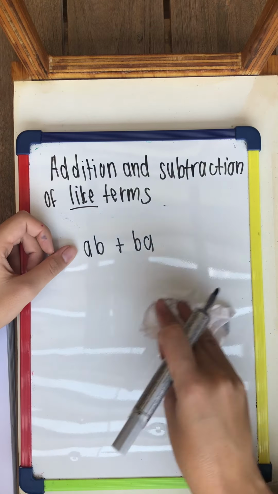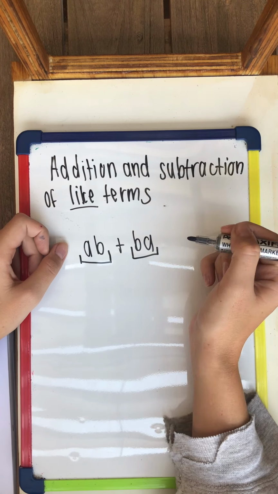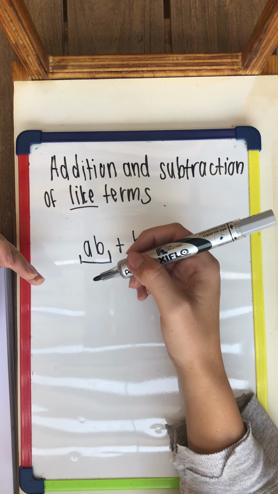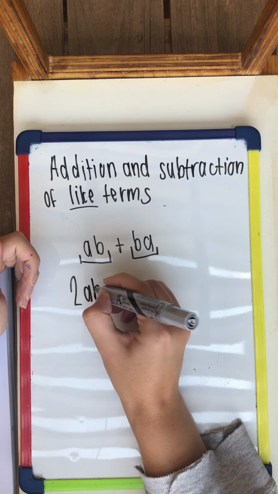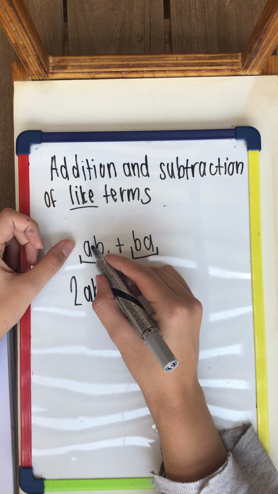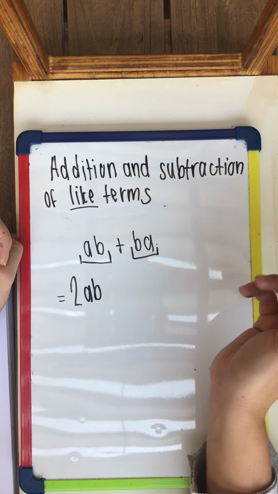So if these two are the same thing, this is a term and this is a term. These are like terms, so the variables are the same. So you can say 2ab, because I've got 1ab here and 1ab here, so that makes 2ab.